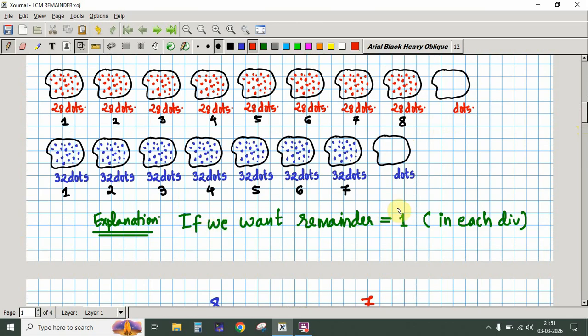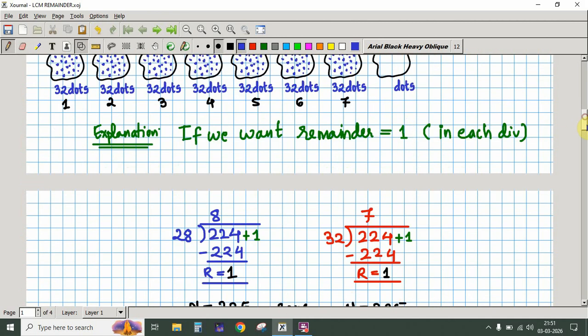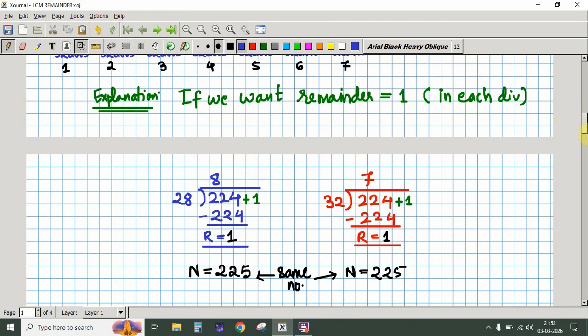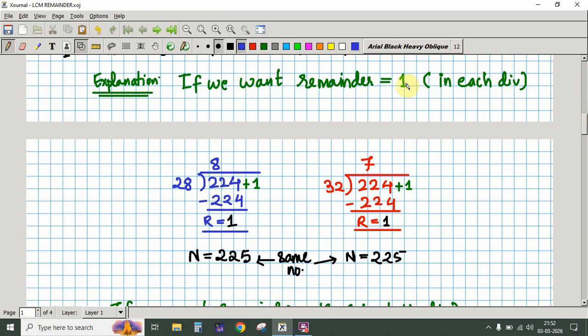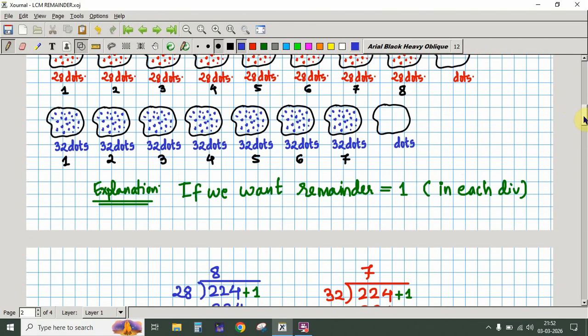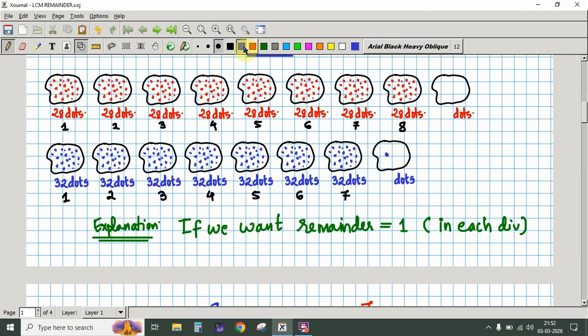Let's move further. Now we want remainder 1. So I will add 1 dot in this extra set and 1 dot in this extra set. These extra dots will act as a remainder equal to 1. If you want remainder 1 in each division, I'm going to add 1 extra dot in that blank set. So one dot over here and one dot over here. This is the addition of 1.